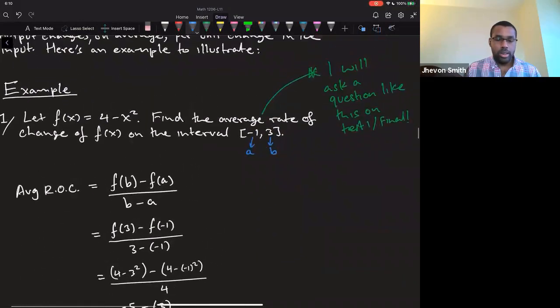So an example that you should know here, the typical example, is I can give you a function and I ask you for the average rate of change on some interval. Basically, you take f of b minus f of a over b minus a, where b is the right endpoint of the interval and a is the left endpoint of the interval. You just do this calculation here, and that's the average rate of change.